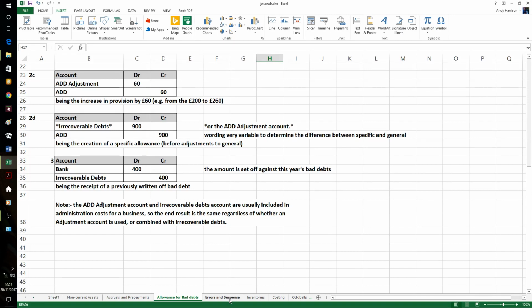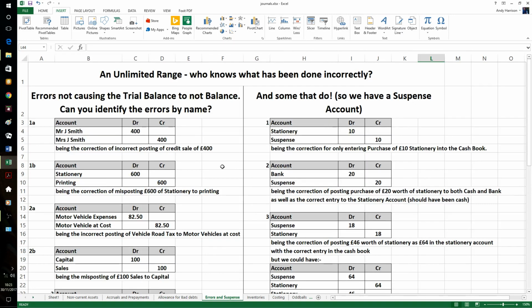So we're getting through the list, but now we're on an unlimited range, so we've only got some sample ones here, typical ones, because who knows what somebody's done incorrectly. So two categories: the ones where the trial balance still balances, and of course these are the ones that have got names. So our first ones, errors of commission.